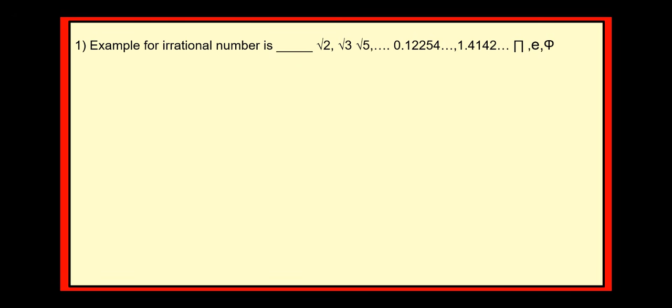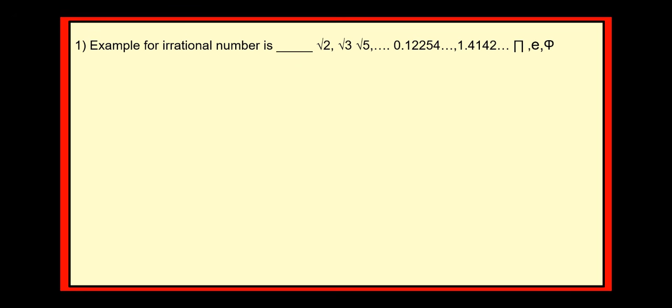Question number 1. Example for irrational number is. What is an example for an irrational number? There are some examples for an irrational number: root 2, root 3, root 5, 0.12254 and so on, 1.4142 and so on, pi, e and psi.